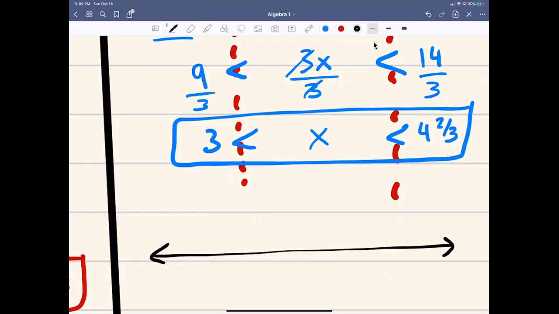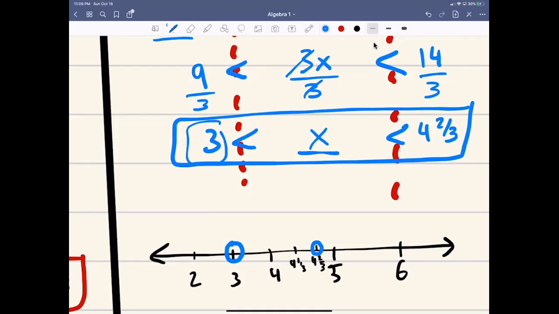What I like about this form is that this graph tells you, and let me just show you. There's going to be 2, 3, 4, 5, 6, right? And we're going to find 4 and 1/3, and then 4 and 2/3, right? So what this graph tells you is that it's going to be open at 3, and x is going to be between 4 and 2/3, and it's going to be open at 2/3, and our x is between these two numbers, right?